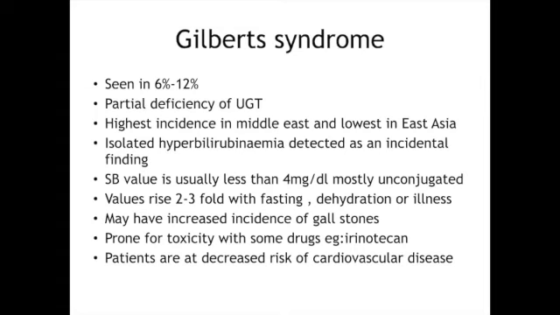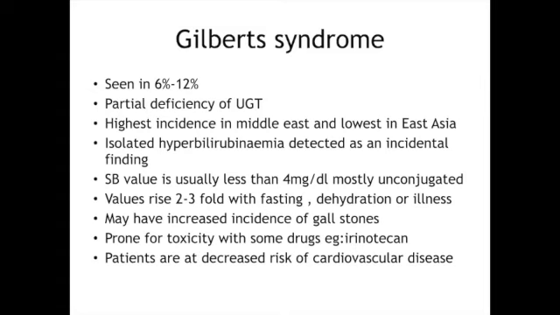So a word about Gilbert syndrome, it is a very common condition seen in around 6% to 12%. And there is partial deficiency of UDP glucuronide transferase. And the highest incidence is seen in the Middle East, and lowest incidence is seen in East Asia. And there is isolated hyperbilirubinemia detected as an incidental finding. And the serum bilirubin value is usually less than 4 milligram per deciliter and mostly unconjugated. And these values may rise around 2 to 3-fold when the patient is fasting, when there is dehydration, or when they have some other illnesses.